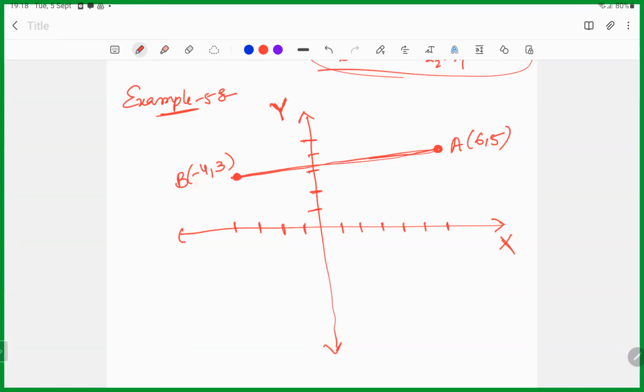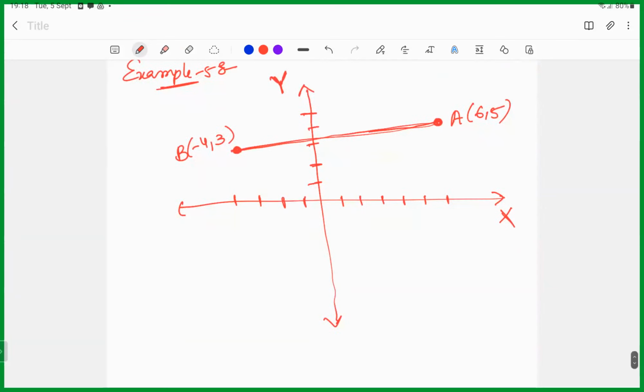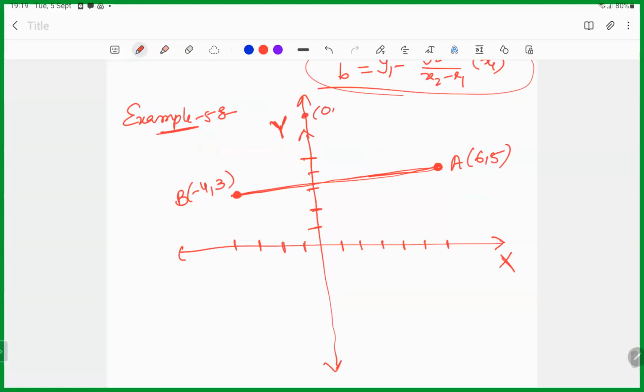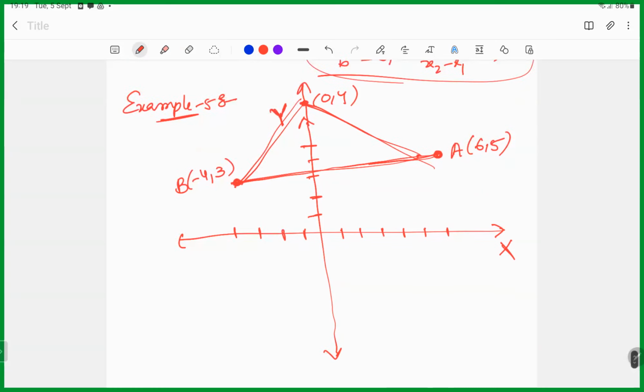Now we need to find a point on the y-axis which is equidistant to the two points. How can we represent a point on the y-axis? 0 comma y. So there is a point on the y-axis, (0, y), which will be equidistant to both. Okay, so now what's the equation? Square root of 4 square plus y minus 3 whole square equal to 6 square plus y minus 5 whole square. Is that right or wrong?